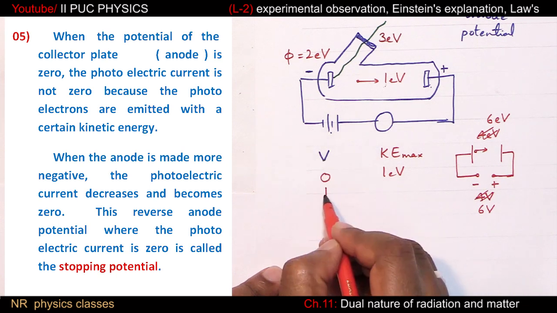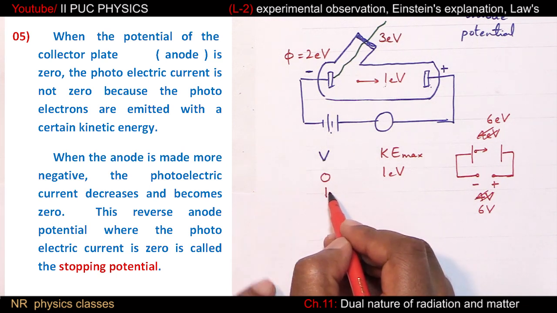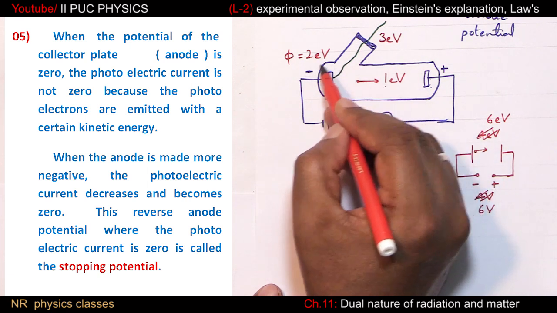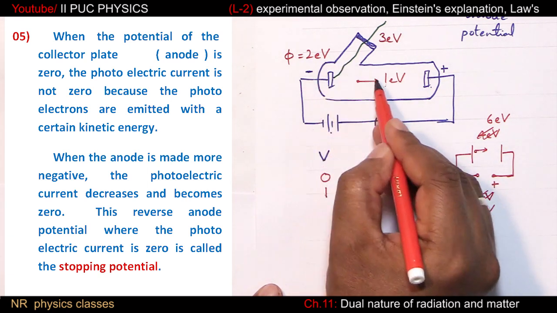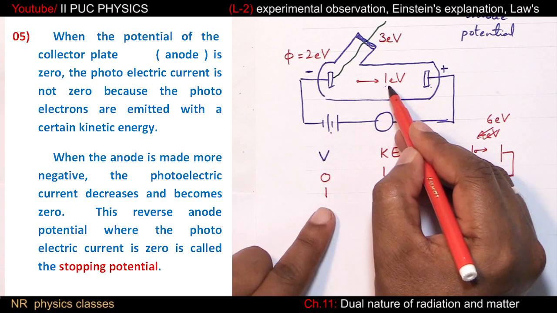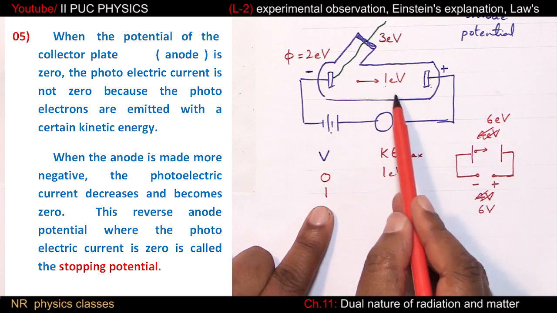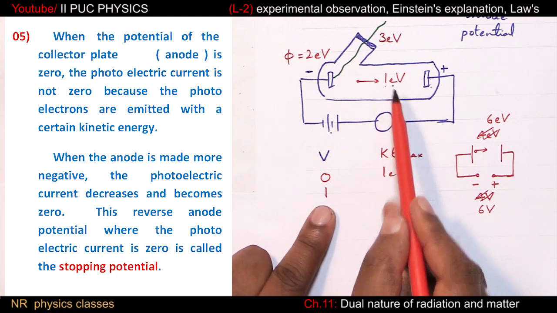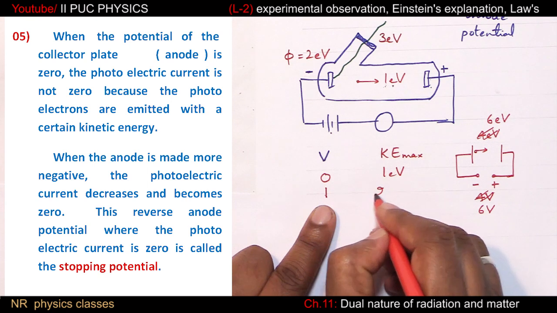See, applied voltage is 1. This voltage is 1. 3 is incident. Utilized is 2. Remaining is 1. That 1 is added to this one. Means this 1 eV is supported by 1 eV by the applied voltage. Therefore kinetic energy becomes 2 eV.